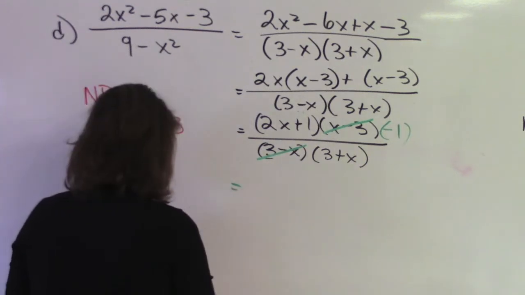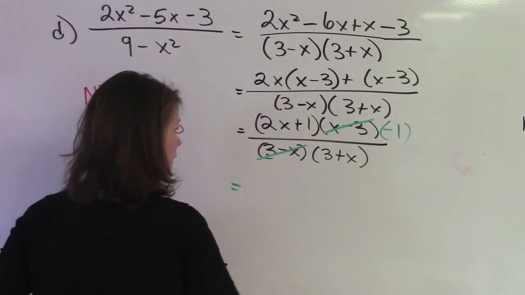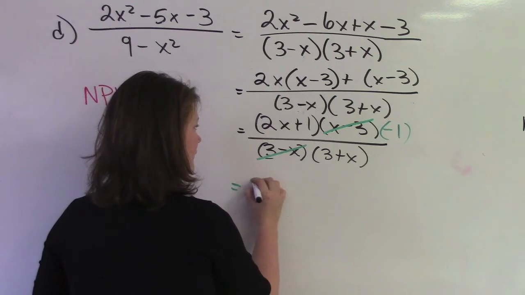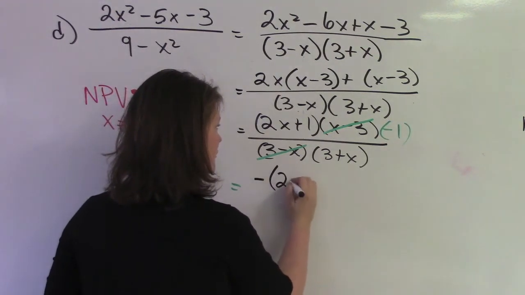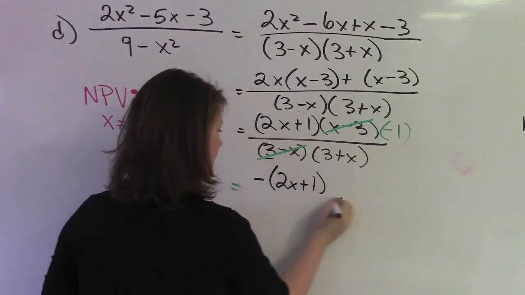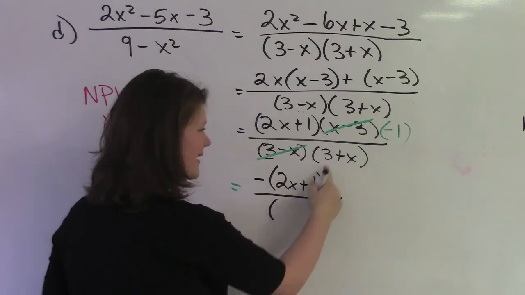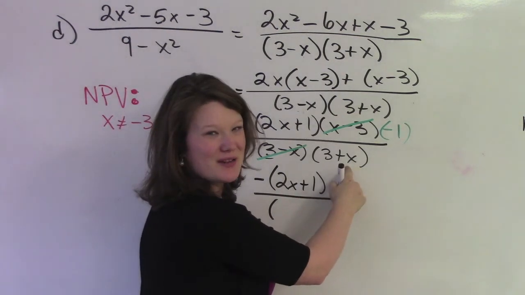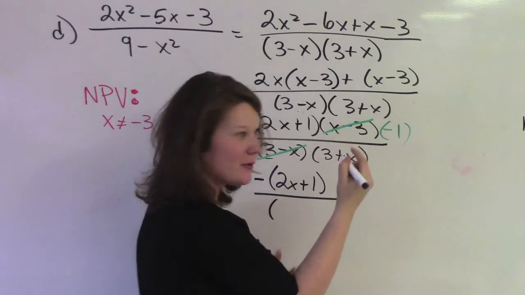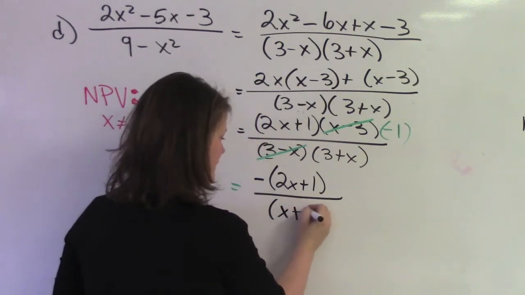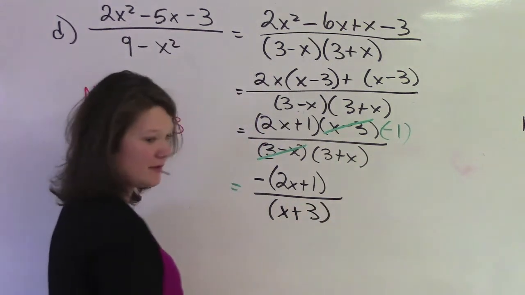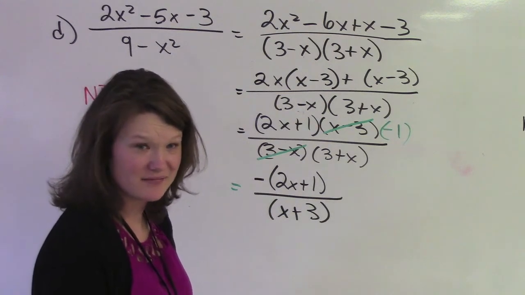What are we left with here? Negative 2x plus 1 over, and guys, this is just the same thing, so I'm going to make it more palatable for our eyeballs and brains, x plus 3. The x term usually comes first. And that's it. Done.